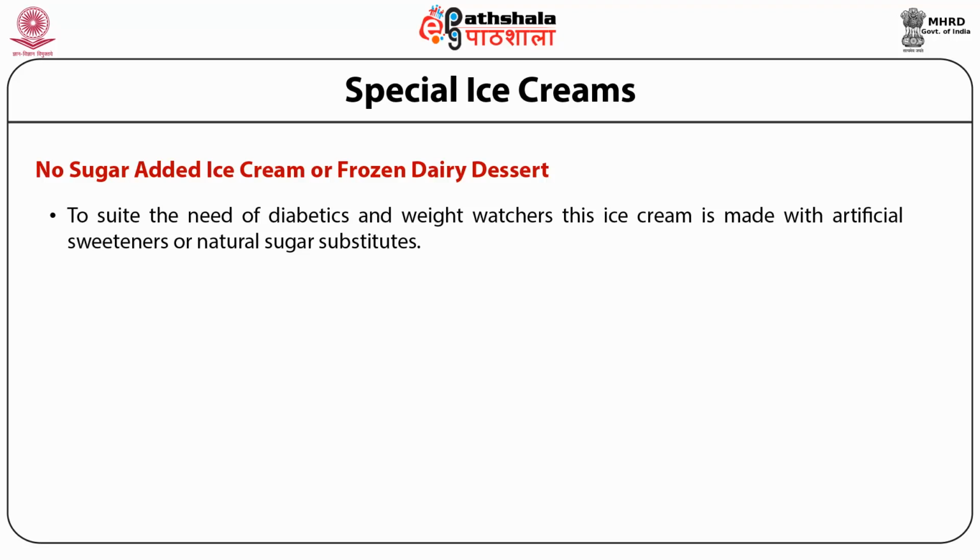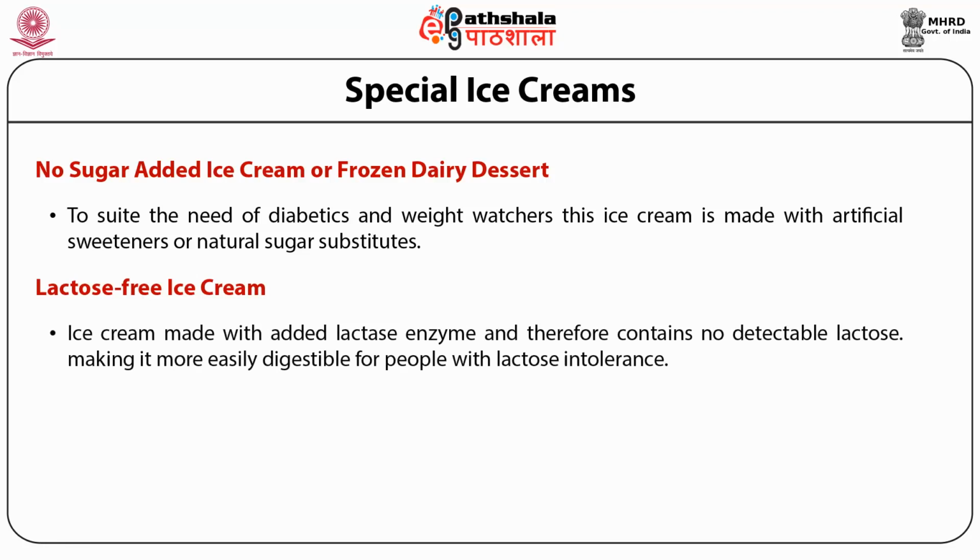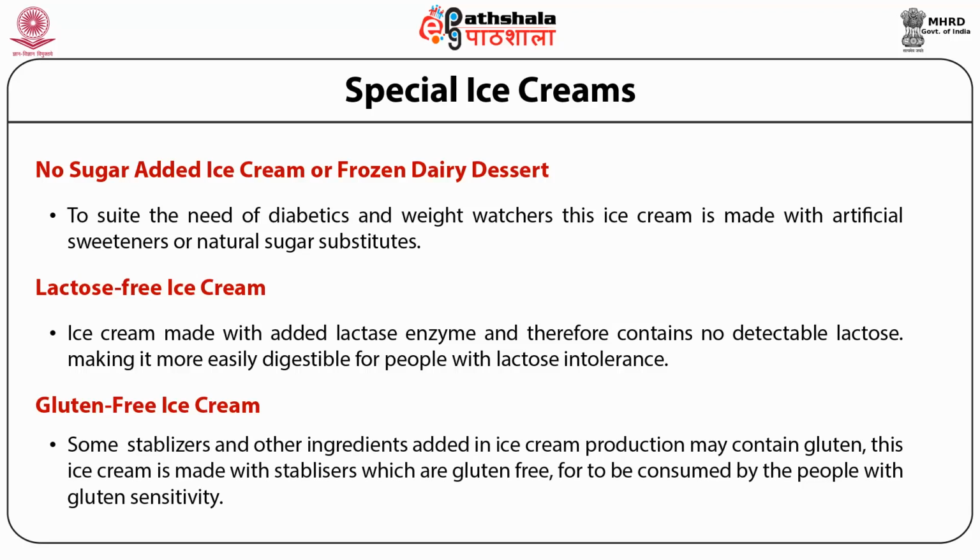The second special type of ice cream is lactose-free ice cream. A person who lacks the lactase enzyme cannot digest ice cream and other milk products. To support them, lactose-free ice creams are also available in the market. The third type of special ice cream is gluten-free ice cream. Although basically there is no gluten in ice cream ingredients, stabilizers used for ice cream making may have gluten in them. In gluten-free ice creams, stabilizers are used which have no gluten.